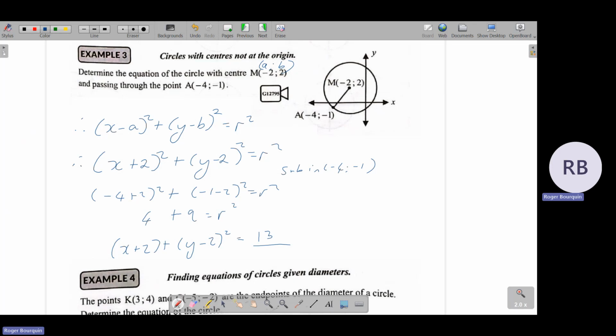So then the equation is going to be root 13 squared. So here's your equation: (x plus 2) squared plus (y minus 2) squared is 13. Okay, it's similar to that.